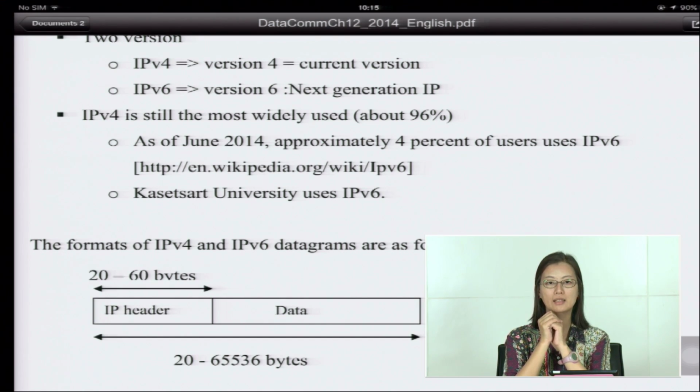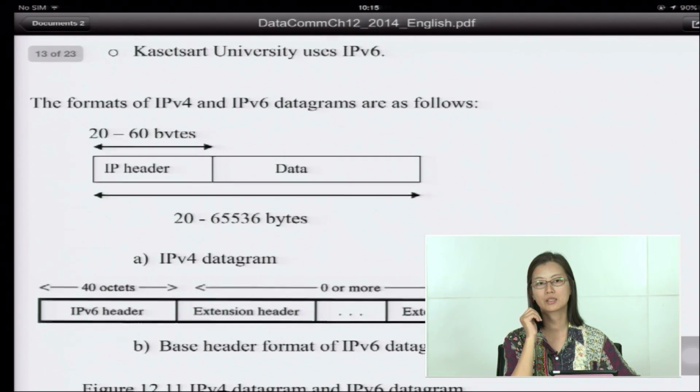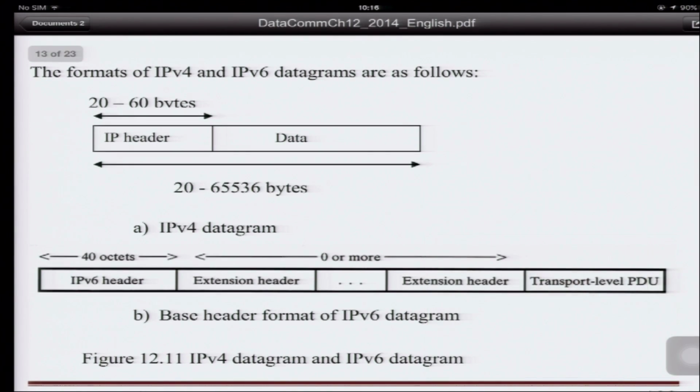Anyway, in 2014, IPv4 was still most widely used, at 96%. However, it will be necessary to change to version 6, as I will tell you why.